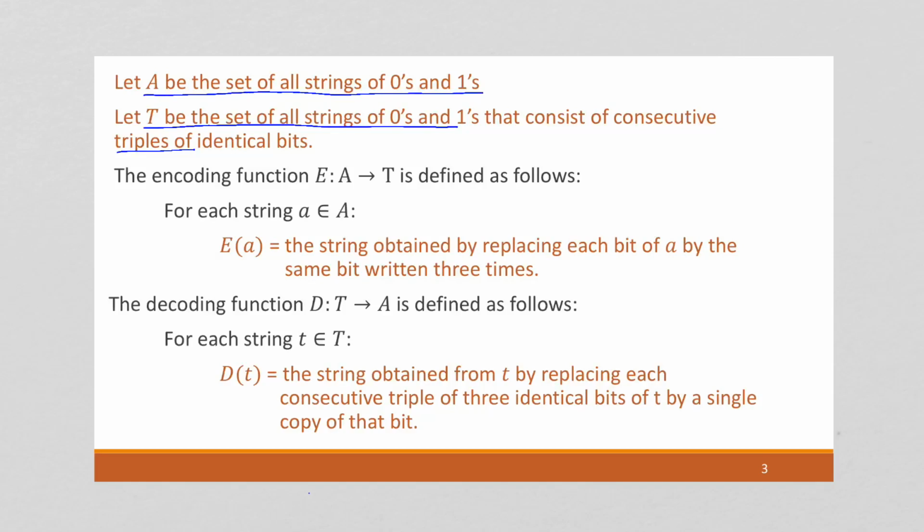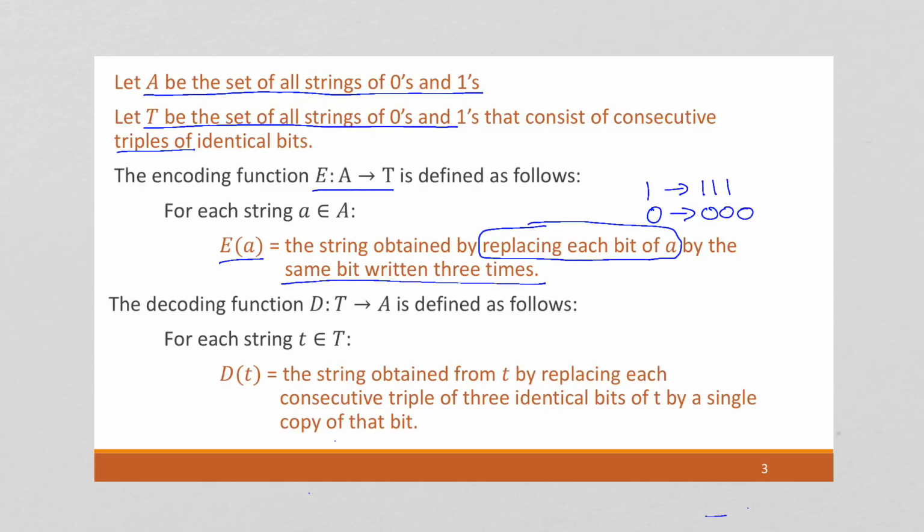So I'm going to define this encoding function, E, which takes an element from set A and converts it to an element in set T as follows. Remember, A just consists of binary strings. So I'm going to take any binary string, little a in capital A, and I'm going to say the encoding of a, or E of a, is the string obtained by replacing each bit of a by the same bit written 3 times. Again, if I have a 1, this is going to go 1, 1, 1. And if I have a 0, this is going to go 0, 0, 0.